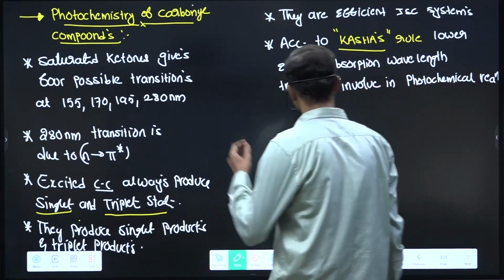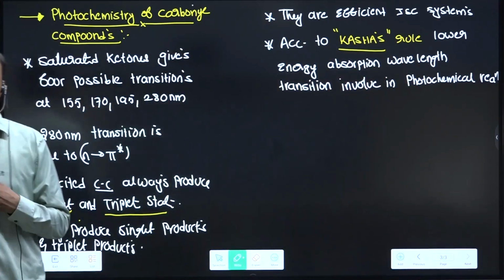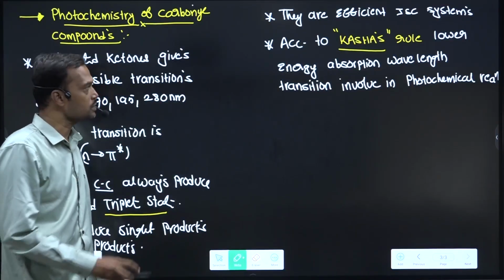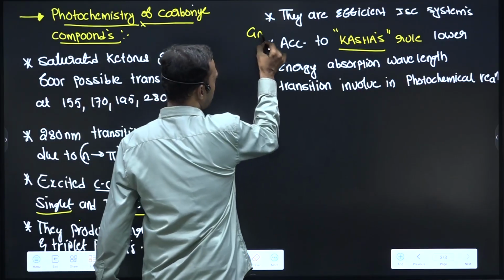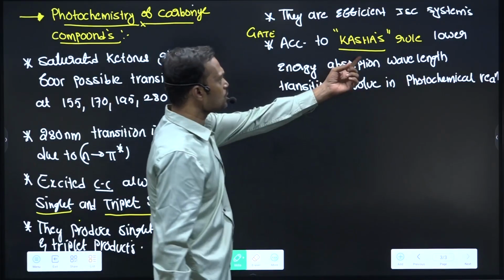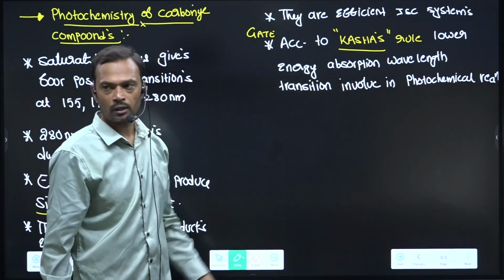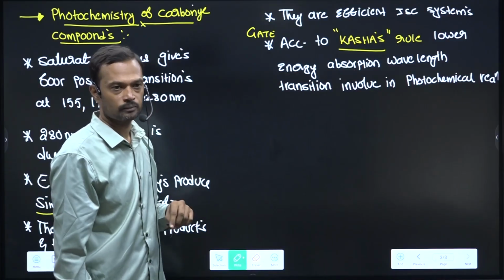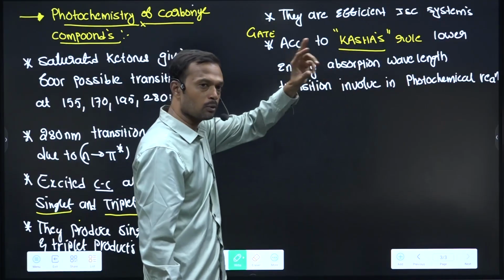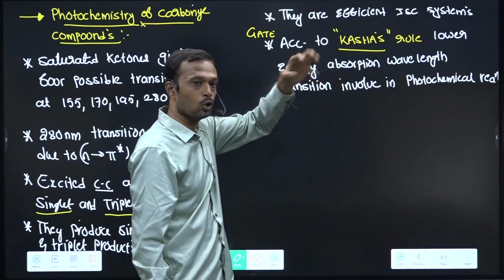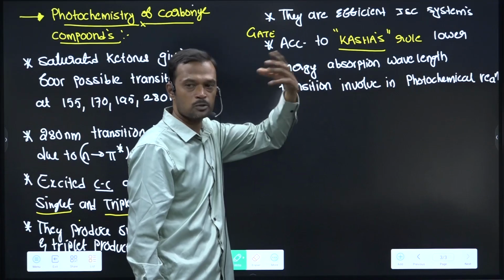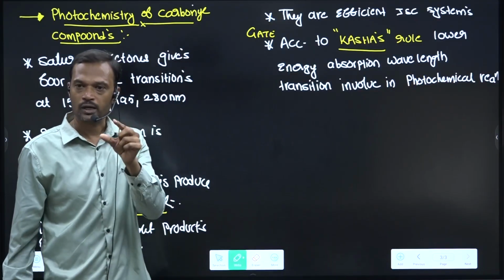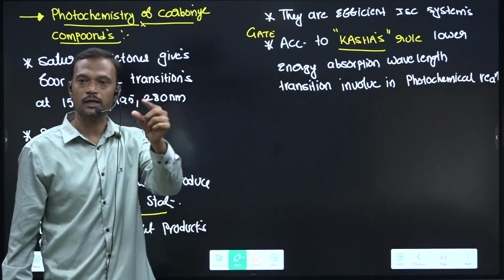So this is called Kasha's rule. You need to remember this rule. This is a GATE question; the statement was given in GATE. According to Kasha's rule, which energy transition or which particular absorption wavelength will be responsible to give a photochemical reaction? This rule says that when a molecule has many transitions, the lower energy absorption is responsible to give the photochemical reaction. If lambda is not mentioned, whichever transition requires low energy, only that transition is taken as major.